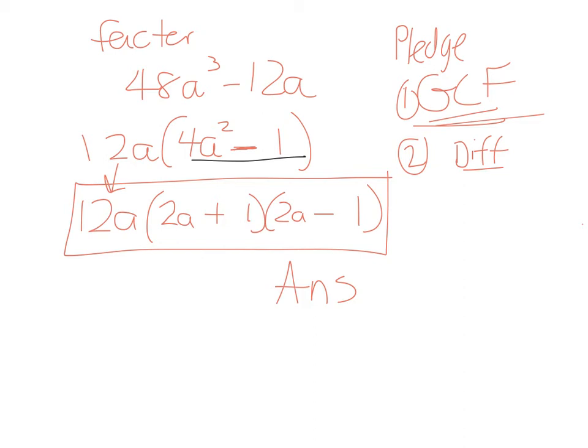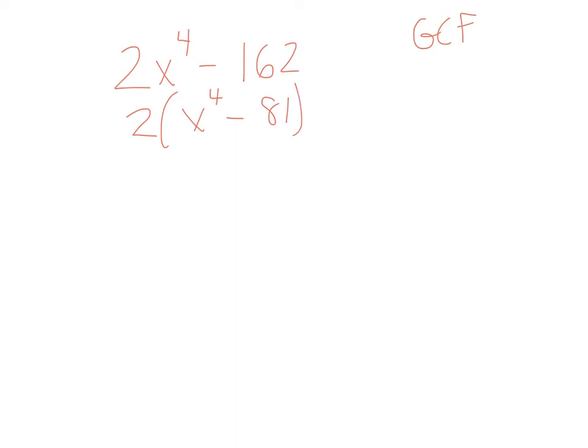Another similar one, 2x to the fourth minus 162. So the first type of factoring I will always try is GCF. This one does have a GCF. It is just 2. And that will give me x to the fourth minus 81. So that was the first type of factoring.